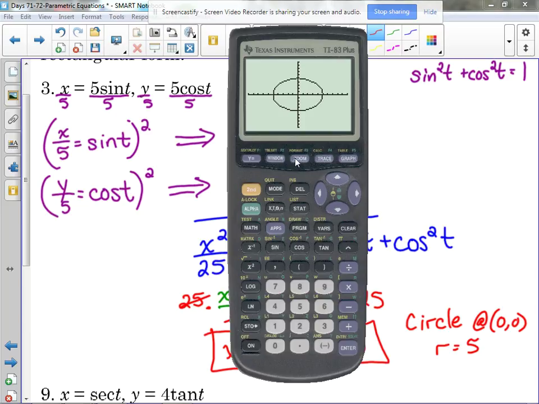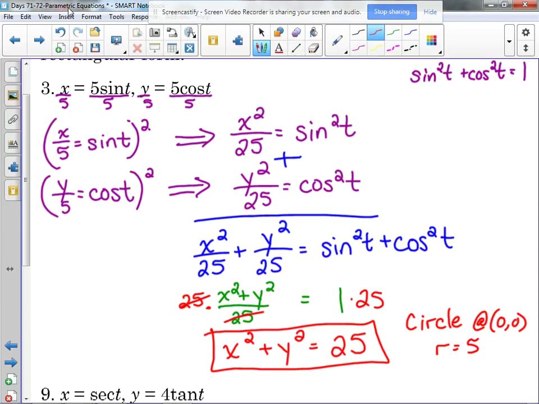Once again, my window is not square, so it doesn't look like a circle. So I square it up. There's our circle. So that's just something you can use to check yourself, to compare the parametric form to the rectangular form. If you can recognize that x squared plus y squared equals 25 is the equation of a circle with a center at 0, 0, and a radius of 5, then you can compare that.